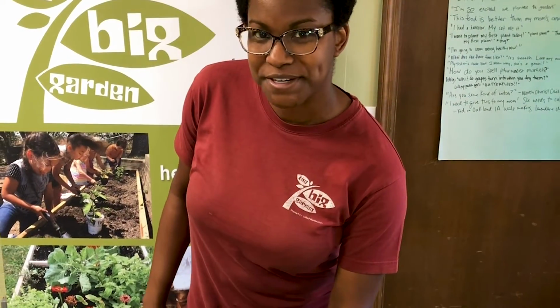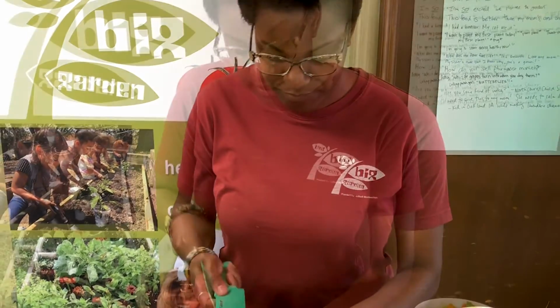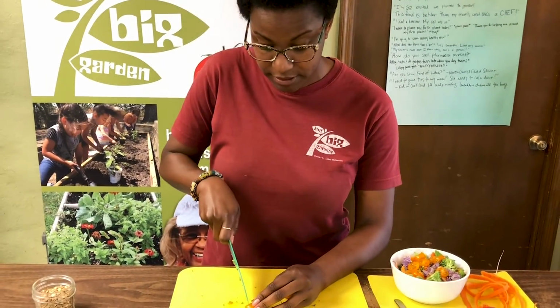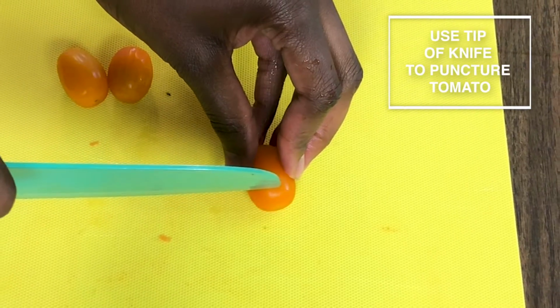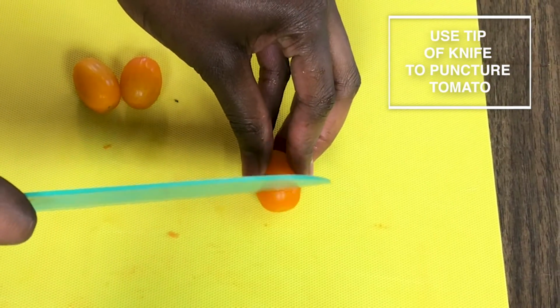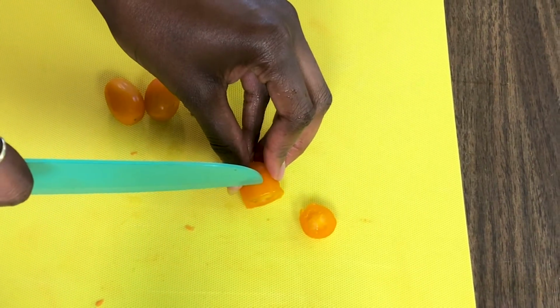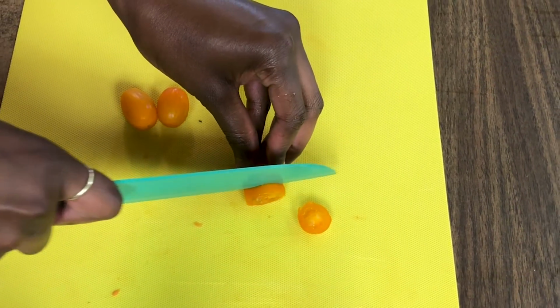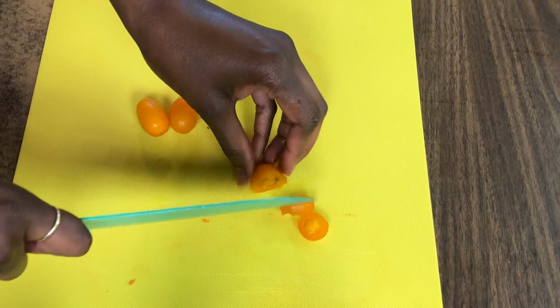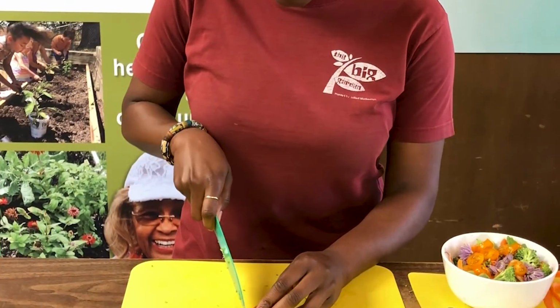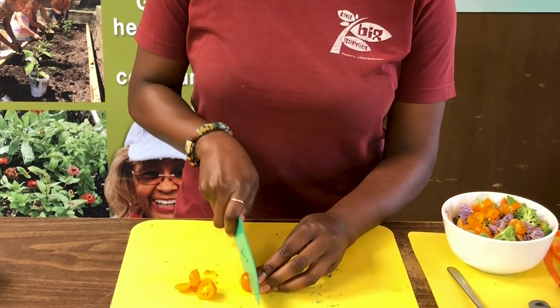Let's put some fruit in our salad with tomato. This time, to get my cut started, I'm gonna use the tip of my knife to puncture the tomato. Then I can go back in and give it a good slice with the rest of my knife. You may have noticed when cutting tomatoes that they don't cut through very well because of that outer layer of skin. So getting it started with a little puncture helps a lot.